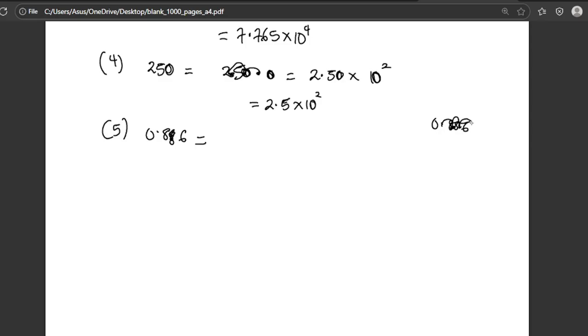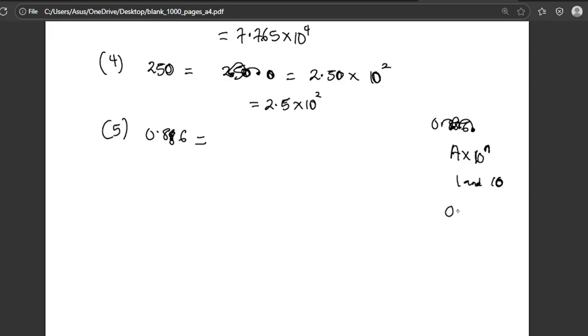As we move forward, remember the definition of a number in standard form, which is a times 10 to the power n. The a here should be a number between 1 and 10. That's what we should always account for. The number should always be between 1 and 10. You have to place the decimal point in such a way that the number we have there is between 1 and 10.